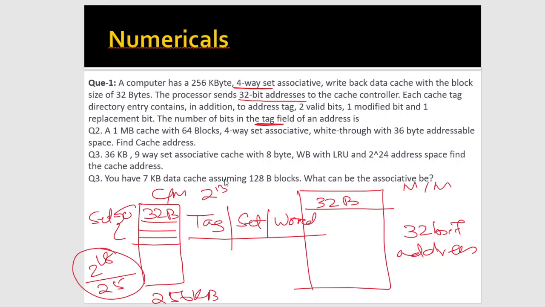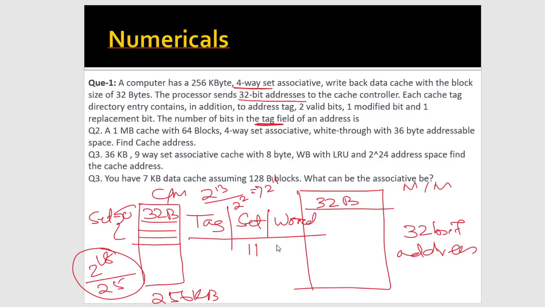And each set is how many blocks? Set is 4 blocks. Total blocks is 2 to the 13. Per set there are 4 blocks. So number of sets is how much? 2 to the 13 by 2 to the 2, meaning 4. So it is 2 to the 11. So number of set bits will be 11.